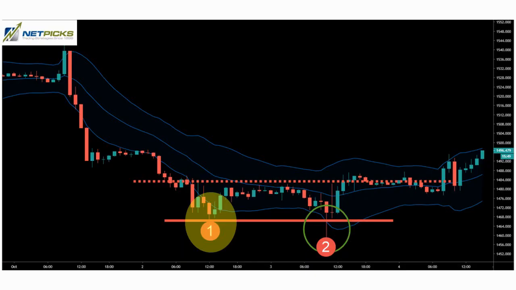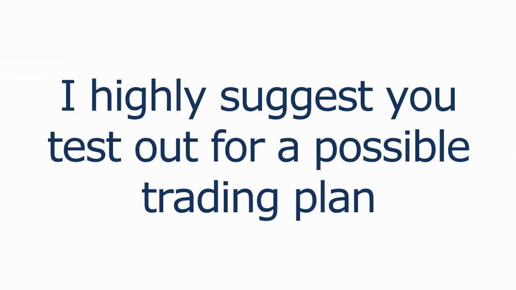Enter the double bottom pattern. So price puts in the first low outside the band, and that's not needed. After a lazy retrace in price, price shoots to the downside and pierces the band. And in this case, it also sets up that fake out strategy with the Keltner confirmation. You can enter at the close or use a buy stop above the rejection candlestick. This is a strategy I highly suggest you test out for a possible trading plan for yourself.